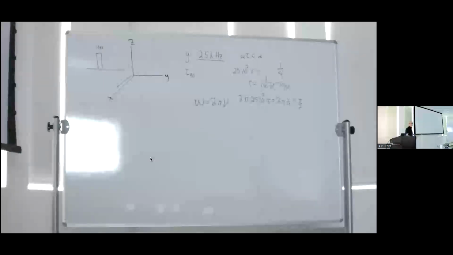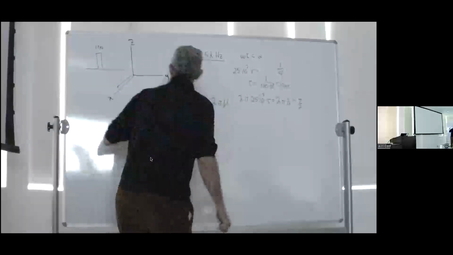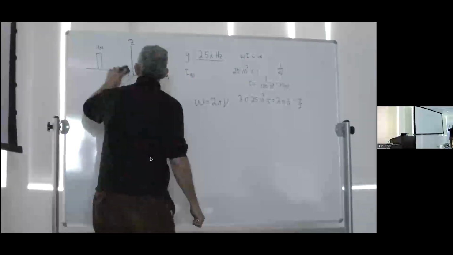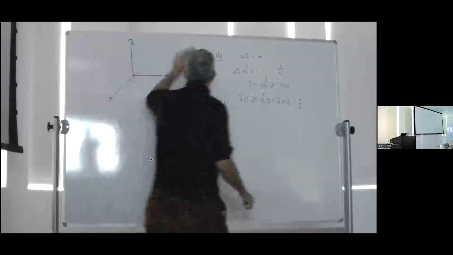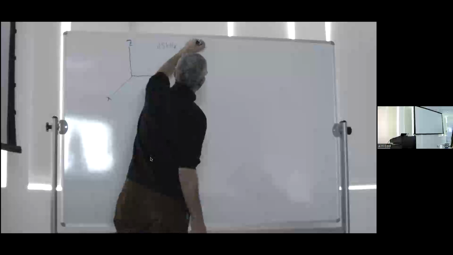Okay, so the problem I really wanted to get started on today is, on resonance again, we have a field strength of 25 kilohertz. So we know now that the 90-degree pulse on resonance is 10 microseconds.